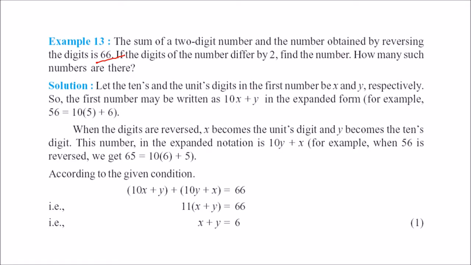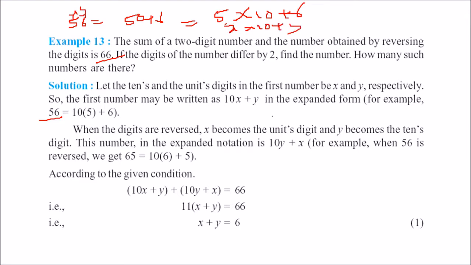Now, the sum of a two-digit number and the number obtained by reversing the digits is 66. So how do we represent the two-digit number first of all? See, if this is 56, how can I write 56? I can write it as 50 plus 6. How can I write 50? 5 into 10 plus 6. So if this is x, this is y, this is x into 10 plus y. So 10x plus y. This is how we represent the two-digit number.